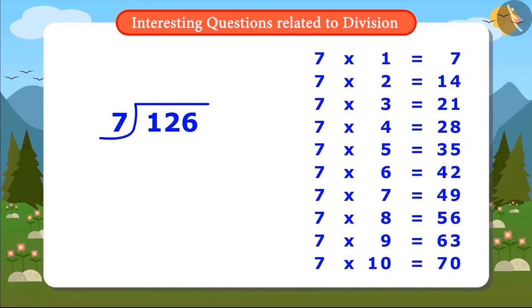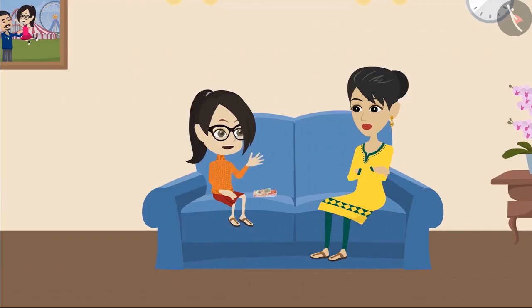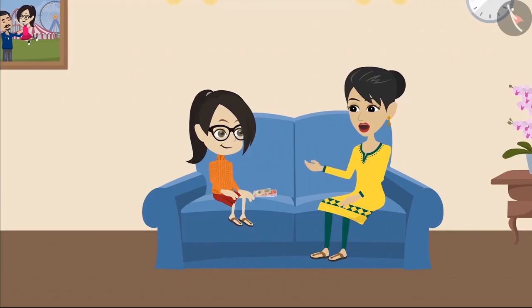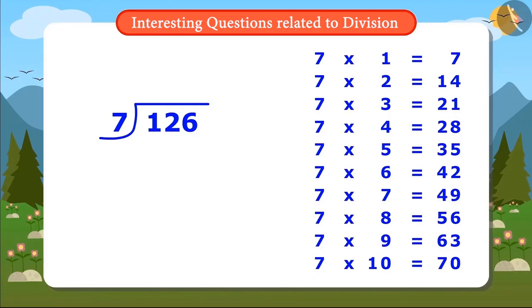But I remember the table of 7 only till 10, and 7 tens are 70. 126 is greater than 70, so how do I divide then? Even if a number is greater than 70, you can still divide it. Look, I will show how to divide.